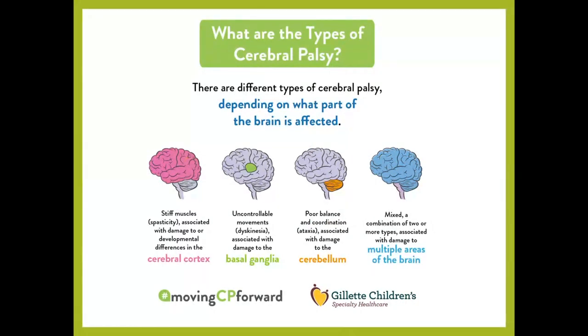So if you're able to see the slide, you could see that with spastic CP, you have problems at the level of the cerebral cortex. When you have dyskinetic CP, then the lesion is at the level of the basal ganglia. Where you have ataxic CP, the lesion is at the level of the cerebellum. And in the mixed types, you have multiple areas of the brain which are affected.